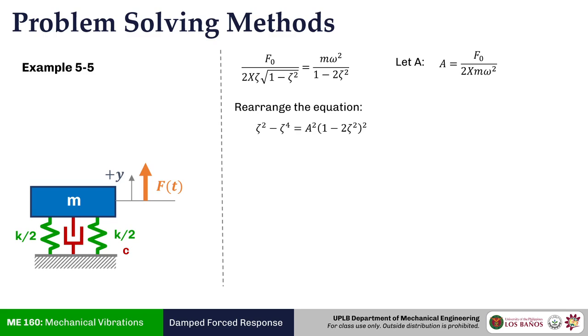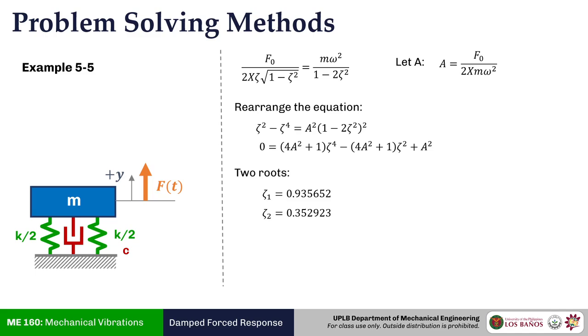Mas mainam na i-try mo siya i-group such that magkakaroon ka ng quadratic equation. Para you have the option of using equation mode, using the quadratic format. So, ayun na. Naka-arrange na tayo into a quadratic format para sa ating formula. And if you do so, magkakaroon ka ng dalawang roots. Tandaan natin yung roots natin will be z squared. So, isi-square root pa natin siya to get the actual zetas.